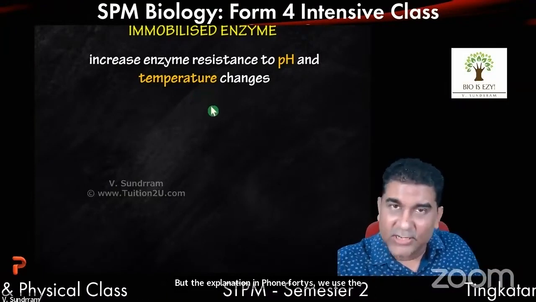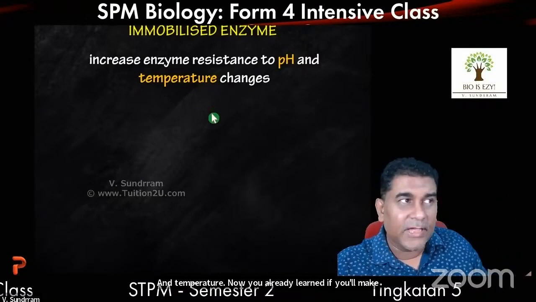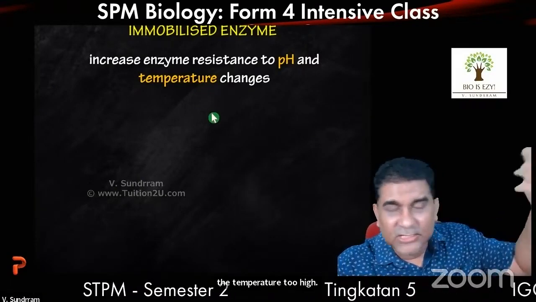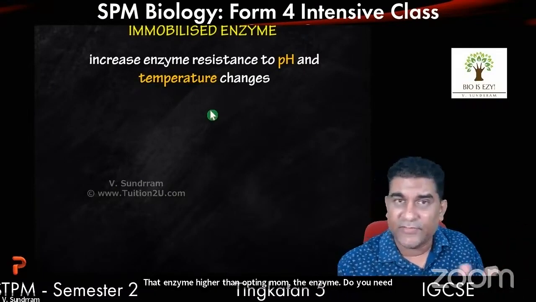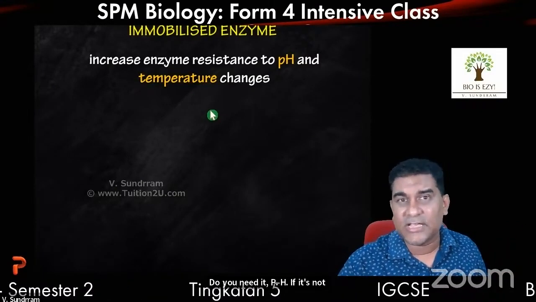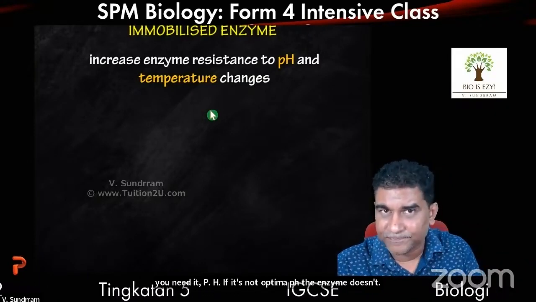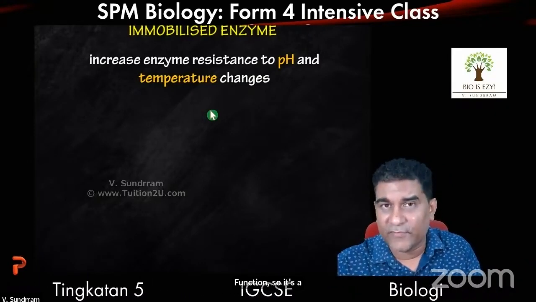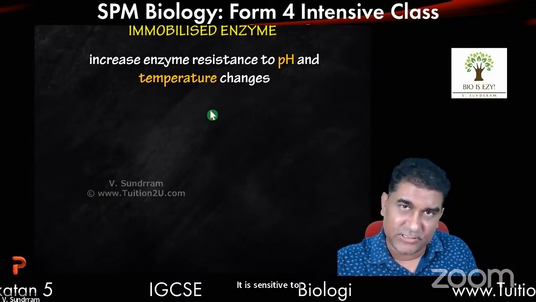Now you already learned if you make the temperature too high, the enzyme denatures. Higher than optimum, the enzyme denatures. pH, if it's not optimum pH, the enzyme doesn't function. So it's a limitation for enzyme. The enzyme is not perfect. It is sensitive to pH, it is sensitive to temperature.